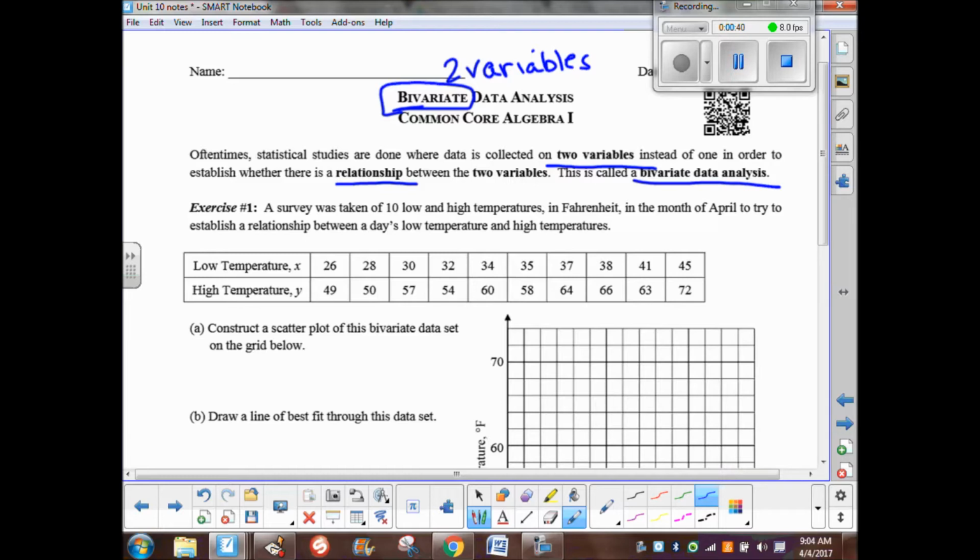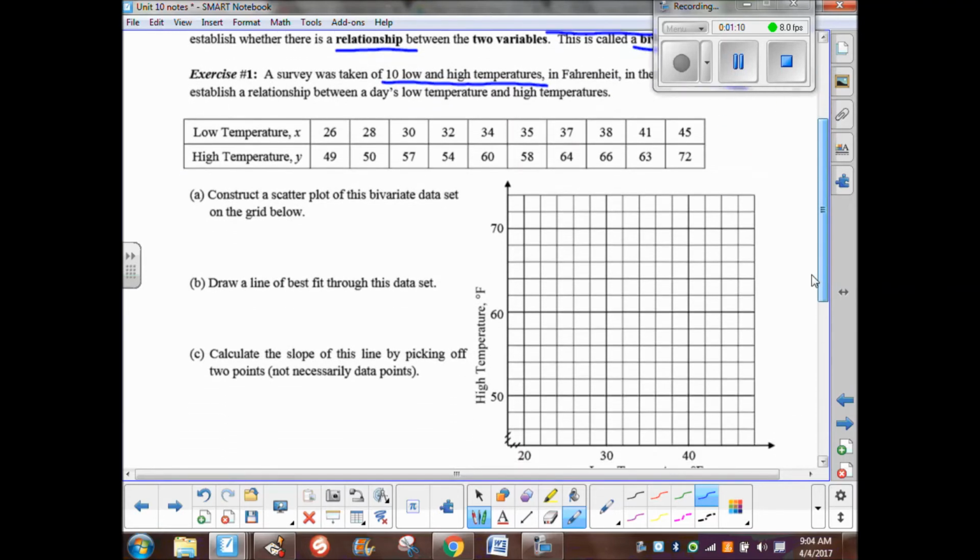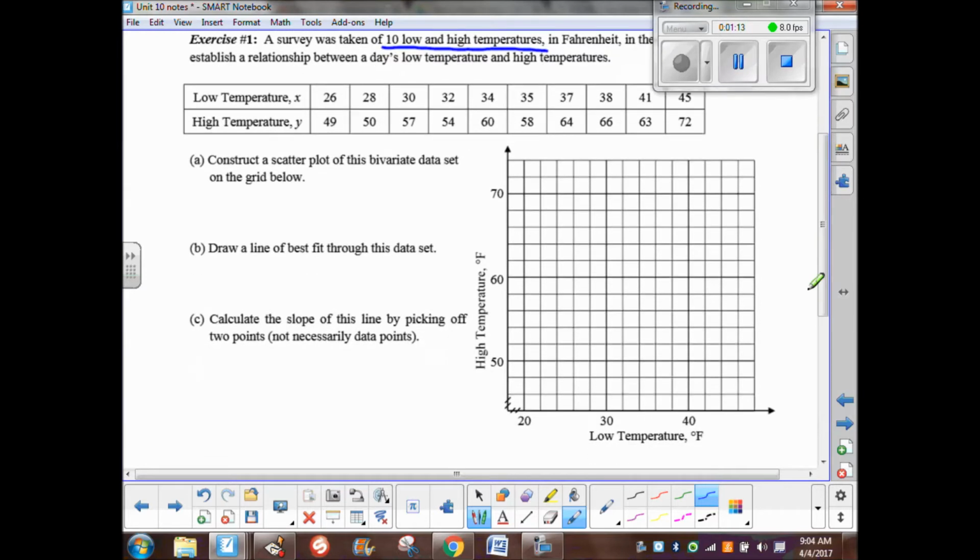interpretations from there. A survey was taken of 10 low and high temperatures in Fahrenheit in the month of April. So for 10 days they recorded the high and the low temperatures in April to try to establish some kind of relationship between a day's low temperature and high temperature. When you look at the weather, it gives you the predicted high and low temperature for a particular day. They listed them out in our table where the low temperatures are the X's and the high temperatures are the Y's.